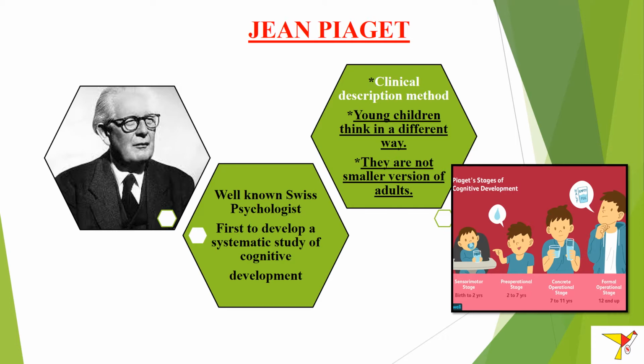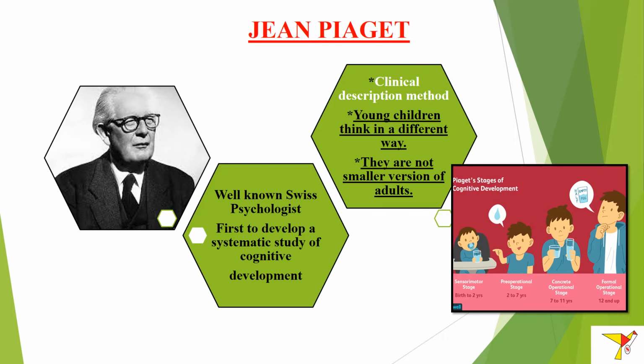Jean Piaget is a well-known Swiss psychologist. He was the first psychologist to develop a systematic study of cognitive development, that is, detailed observational study of cognition in children. He adapted a clinical description method. He wanted to find the way in which fundamental concepts like the idea of numbers, time, quantity, justice emerged in children.